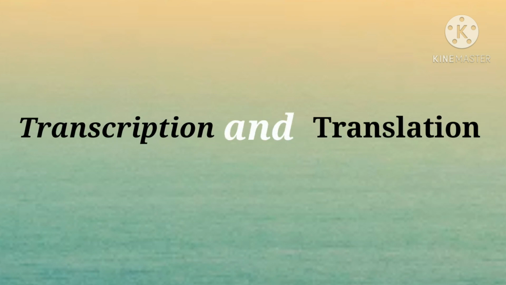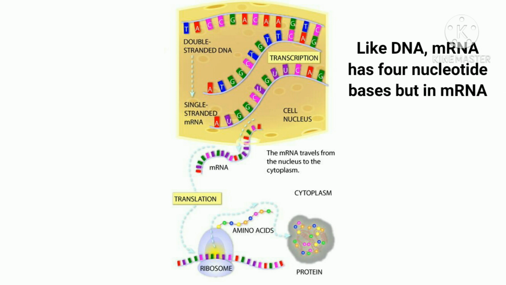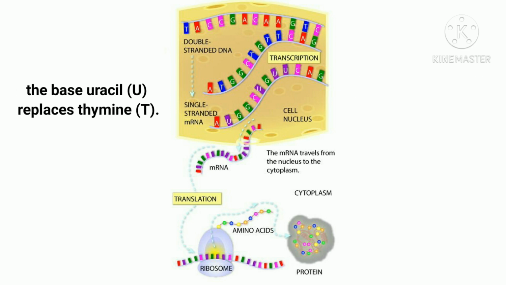Transcription and translation. Transcription: in the nucleus, the cell's machinery copies the gene sequence into messenger RNA, mRNA, a molecule that is similar to DNA. Like DNA, mRNA has 4 nucleotide bases, but in mRNA, the base uracil replaces thymine.